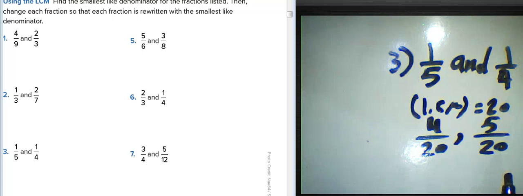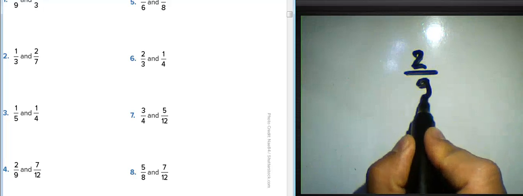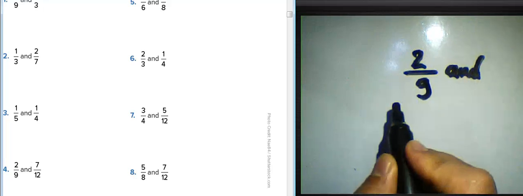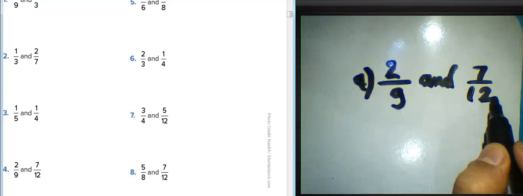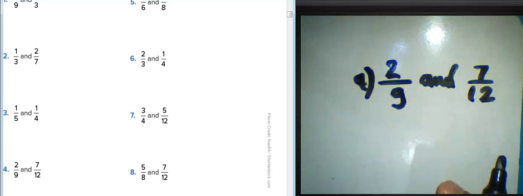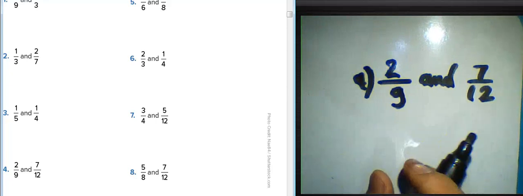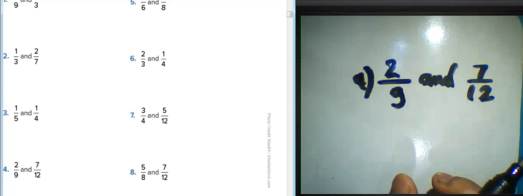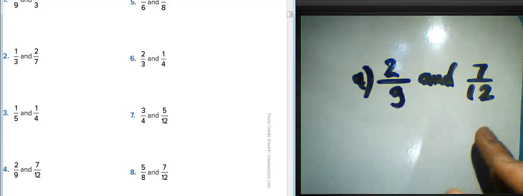And what about 2 over 9 and 7 over 12? We can find the least common multiple of 9 and 12. Who can tell me? 2 over 9, and it was question number 4. Okay, 2 over 9 and 7 over 12. 12 can't be divided by 9, so we must add 12 to 12. 24. 24 can't be divided by 9. Then we must add 12 again to 24. The result will be 36. So the least common multiple between 9 and 12 is 36.